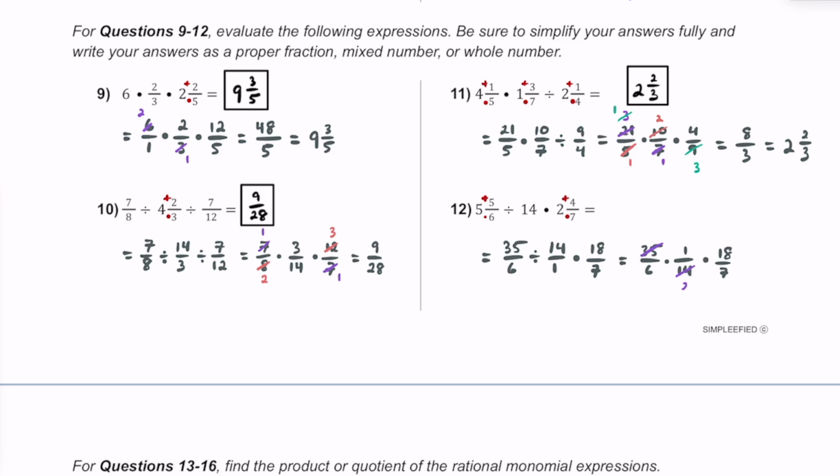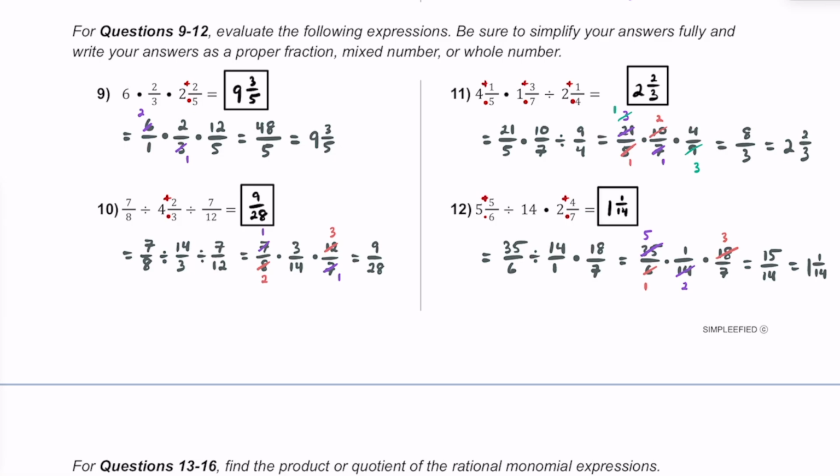I'm going to end up with 2, and let's go with 5 up top here. And then let's see, 6 and 18, we can divide these both by 6. So that's going to be 1 and that's 3. And I think there's nothing else here. So 5 times 3 times 1 is going to be 15 on top. And then 1 times 2 times 7 is going to be 14 on bottom. So as a mixed number, we can say this is 1 and 1/14, which would be our final answer.